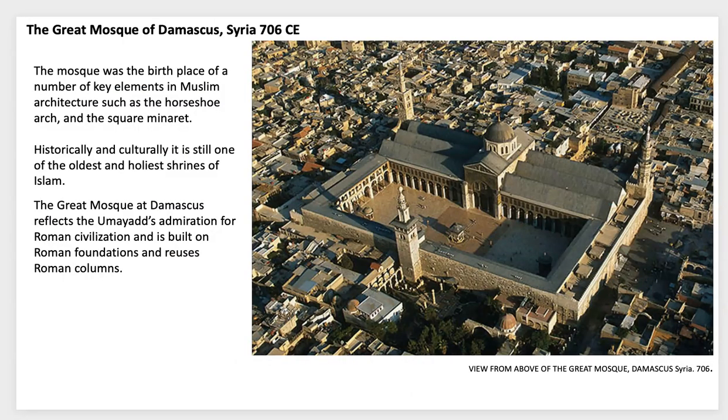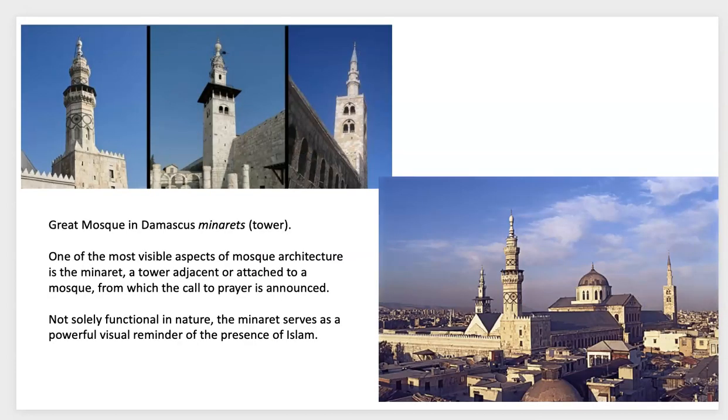So one of the first mosques we're going to talk about is the Great Mosque of Damascus, in Syria. And it was really the birthplace of a lot of the key elements of Muslim architecture, which you're also going to want to talk about in the homework. So these different arches, the minaret, which would have been the call to prayer, and I'll talk more about that, but just really honoring some of the foundations and again, how they're influenced from the Roman culture.